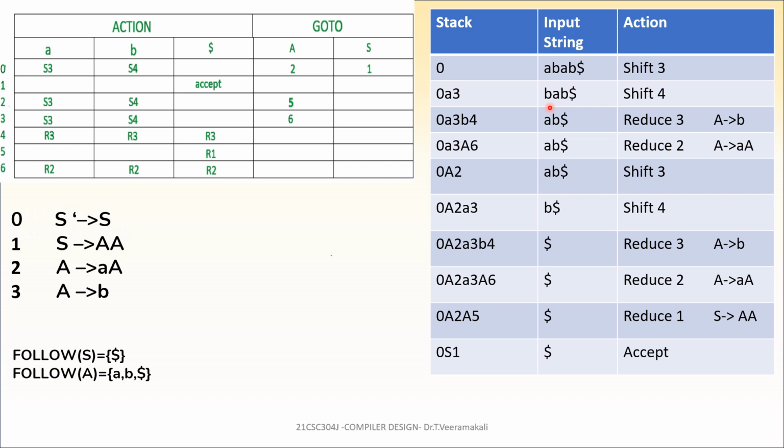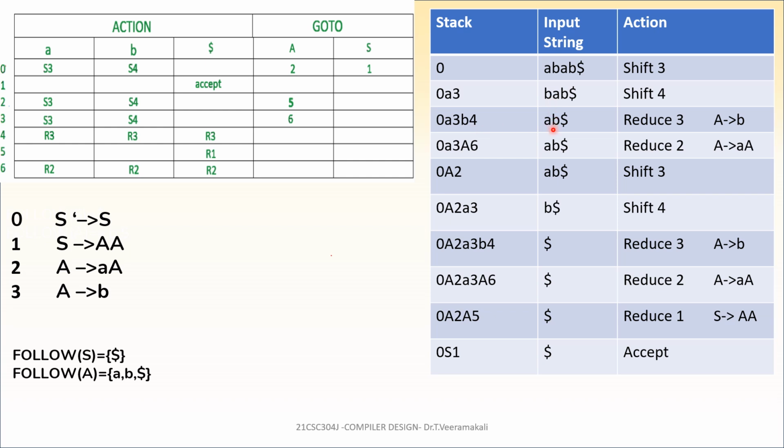In the input string you have BAB dollar. If you compare the top of the stack, 3, and the input string B, so 3 and then B, what do you have? S4, so shift 4. This B will be shifted here and 4 will be shifted to the stack. Since you shifted 4, you will get the result as 0 A3 B4.